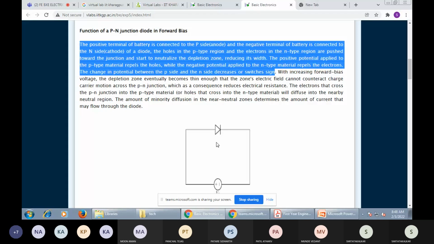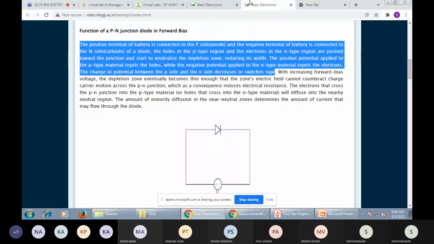Diffusion, doping, depletion, all these words are part of the processing of the PN junction. In the depletion region, the recombination of electrons and holes increases the charge. That charge of the junction is known as the barrier potential voltage.